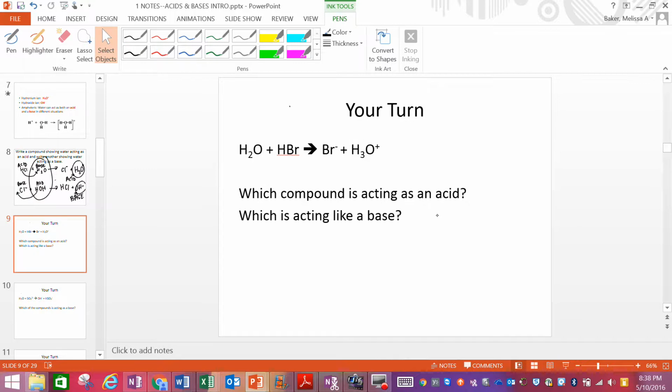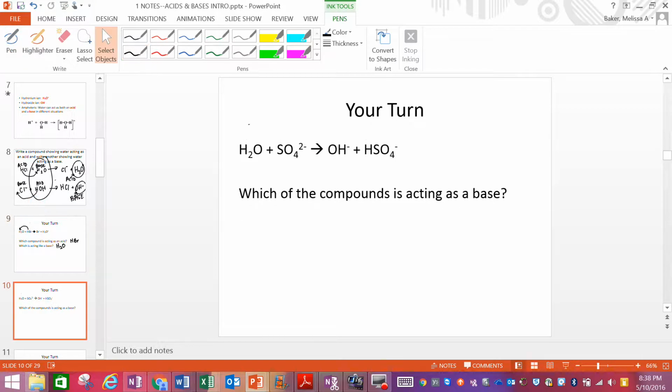Your turn. Which compound here is acting as an acid? Well, don't look at water first. Let's look at the HBr. It is donating a hydrogen to that H2O. So acids donate. So the thing acting like an acid is HBr. Water here is accepting a hydrogen. So water is acting like a base.